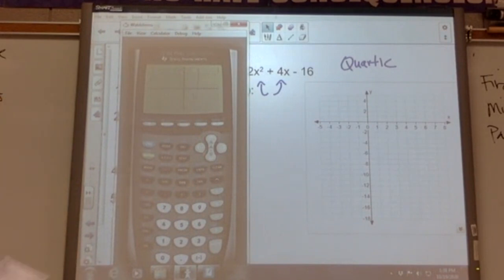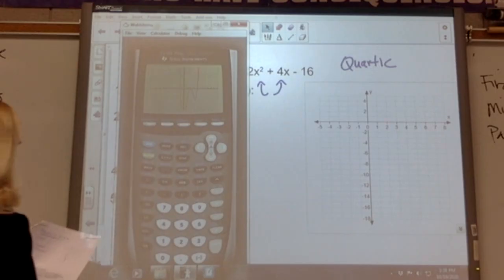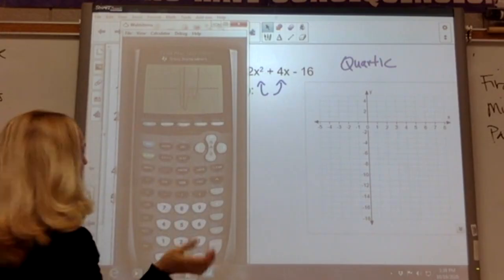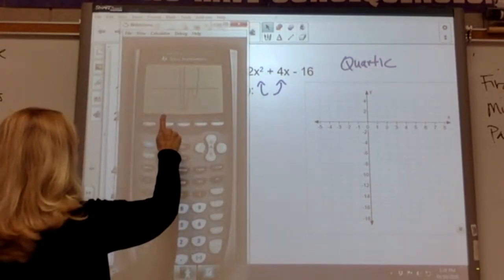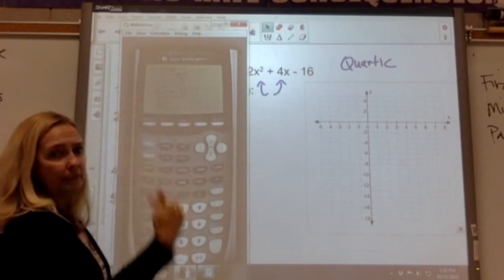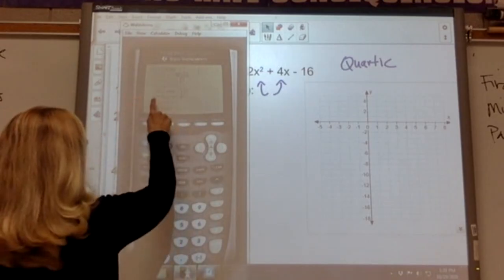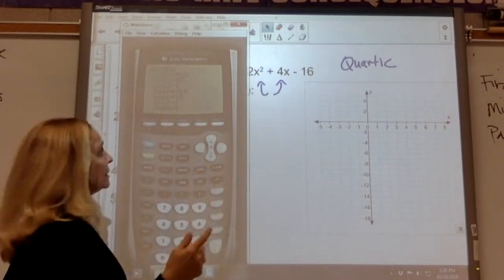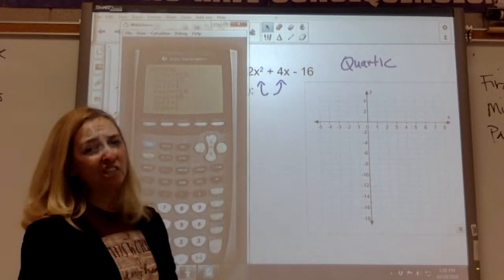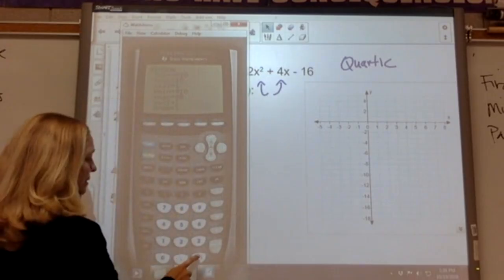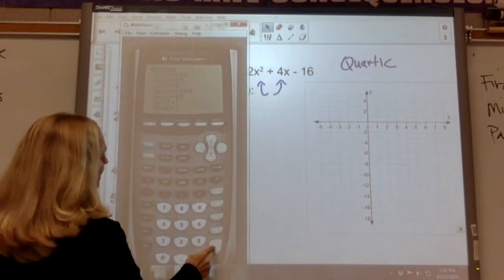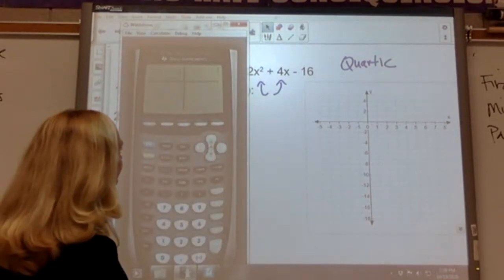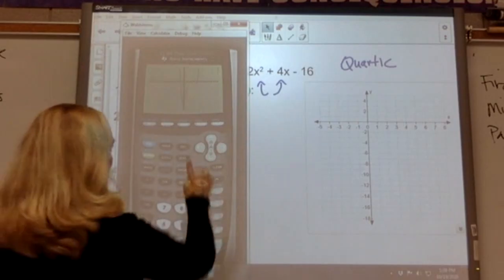All right, so it looks kind of like a lopsided W. Now this is going down below my screen, so I need to adjust my window. I'm going to press window. I need the y value to be lower. So I go down here where it says y minimum, and it says -10. I'm just going to change it to -20 to see if that will do it. And now I go back to graph. And so that does it. Now I can see where the end of the graph is.